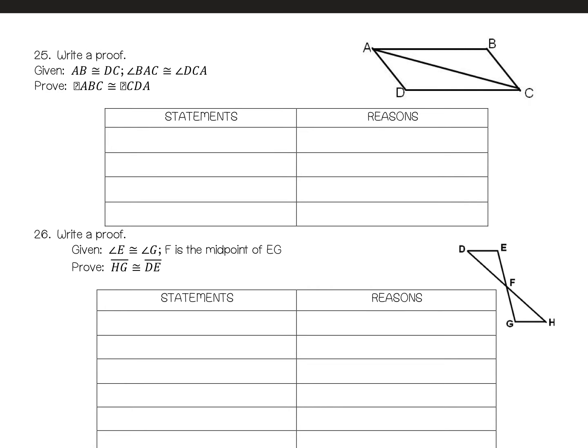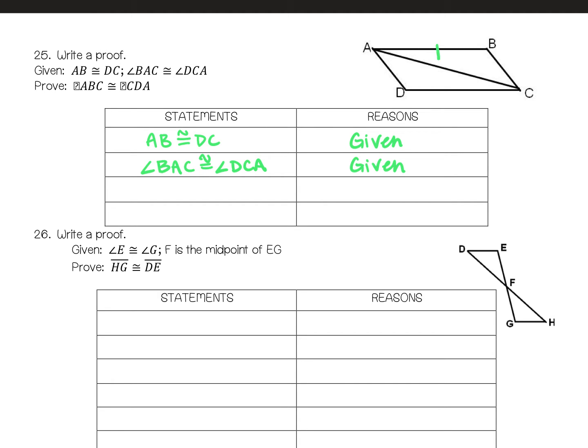When writing proofs, remember that every proof will begin with the given statements. So we're going to begin here with AB is congruent to DC, and angle BAC is congruent to angle DCA. Then I'll go to the picture and I'll place the markings that represent these given statements.